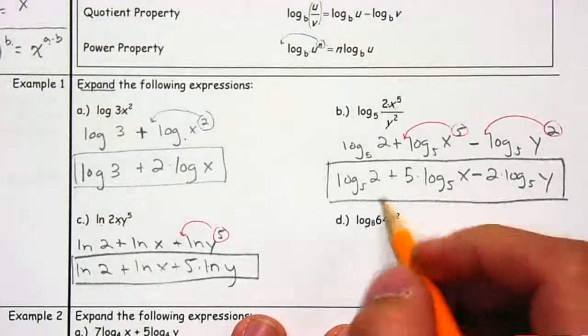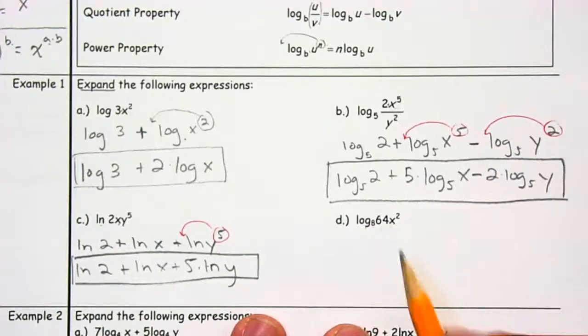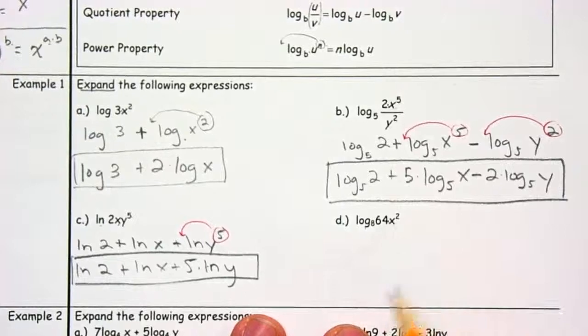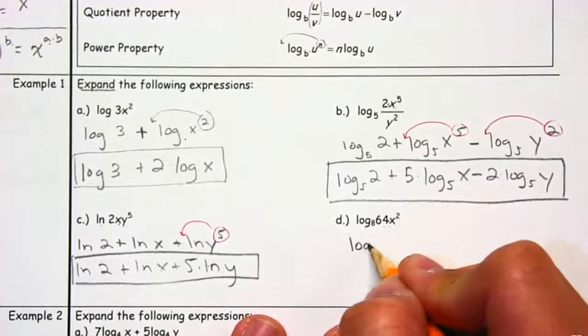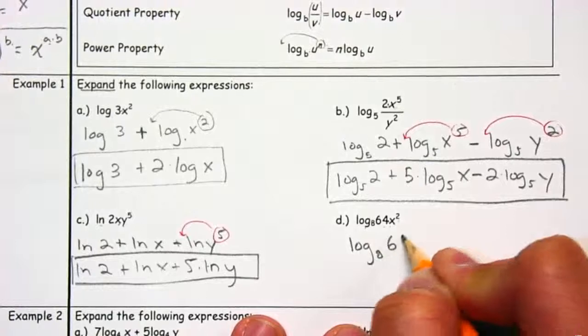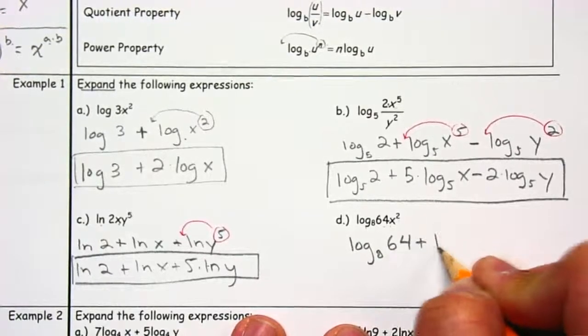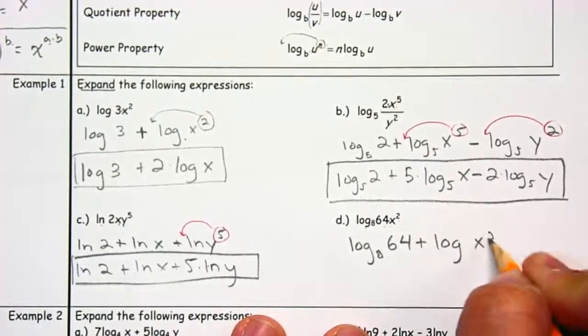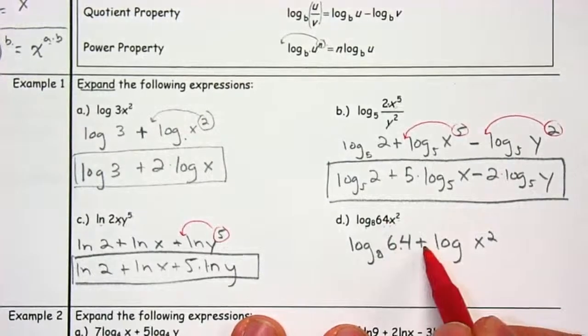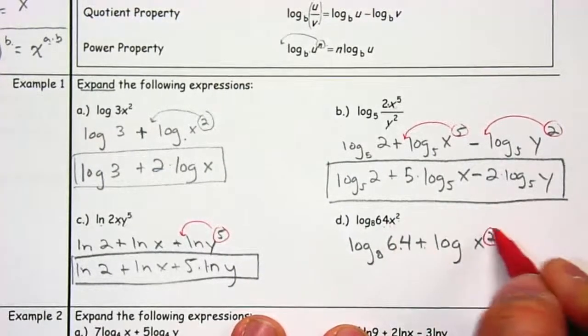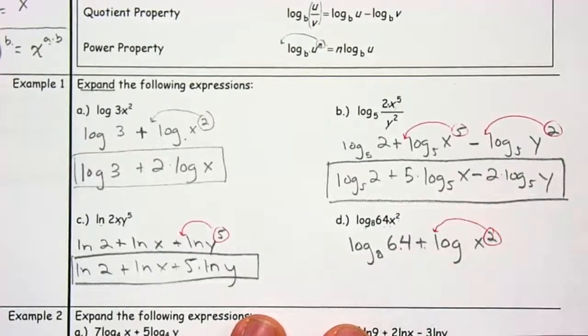And last one here, I'm going to expand this one. I have a times right here, so it's 64 and x squared. So let's separate those into the two separate logs. Right, so I have the 64, and since it's times, it's a plus sign in between. And then finally, we'll drop that down into the front.